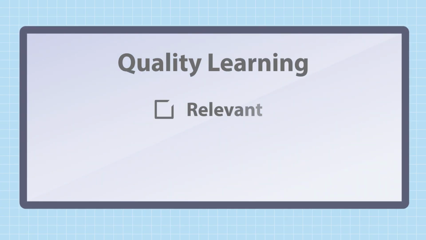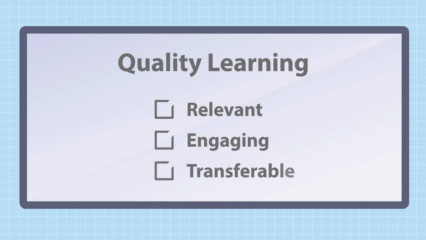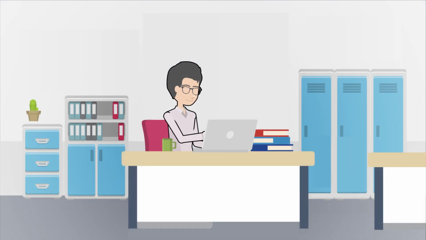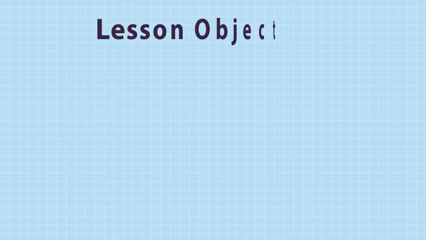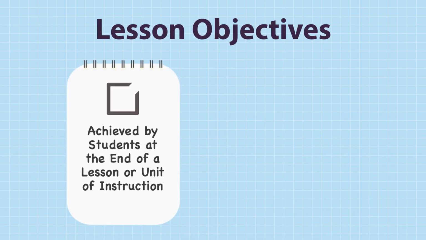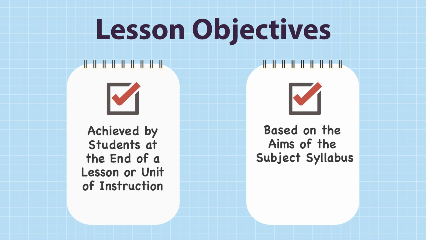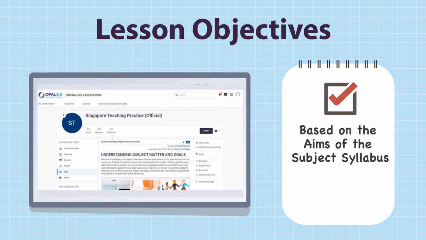Quality learning happens when your students see relevance in their learning, are actively engaged in their learning experience, and are able to transfer their knowledge and skills. When designing effective lessons, it is crucial to determine the lesson objectives first. Lesson objectives are what you want your students to achieve at the end of a lesson or unit of instruction, and are based on the aims of the subject syllabus.